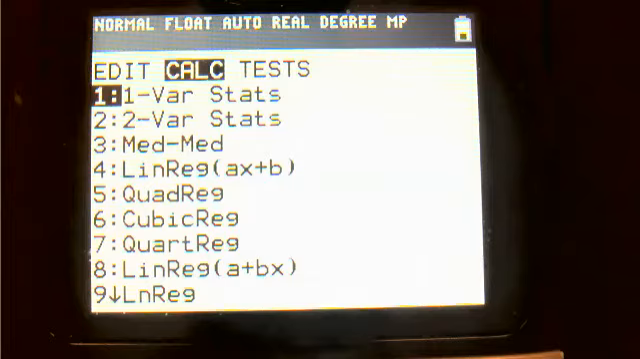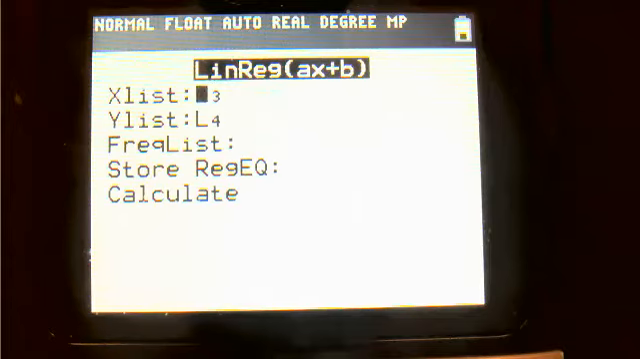You notice there's also one down at number 8, and I honestly don't know why they offer these two, other than one says ax plus b and the other says a plus bx. But anyways, we use number 4, lin reg. If you have the newer calculators, you tell it where your x list is and where the y list is. If all you need to do is get the slope, that's all you need to do. You could say calculate. But if you want to graph it, then you go to the store regression equation after you've said L3 and L4, the x's and the y's.